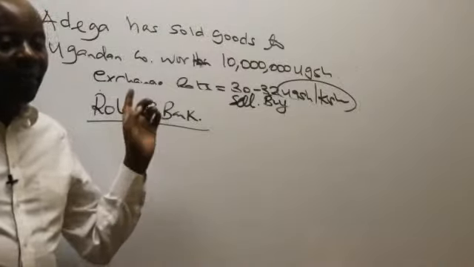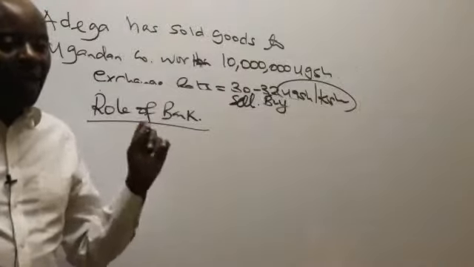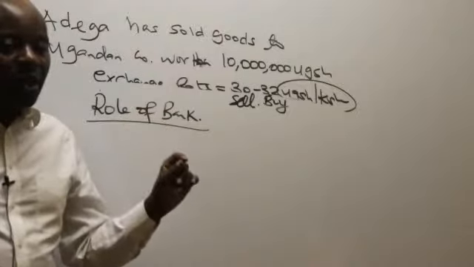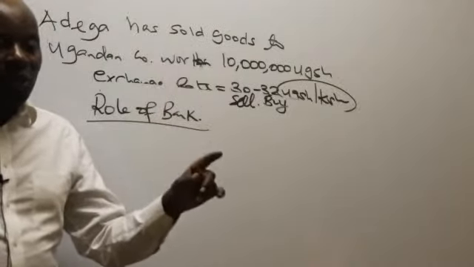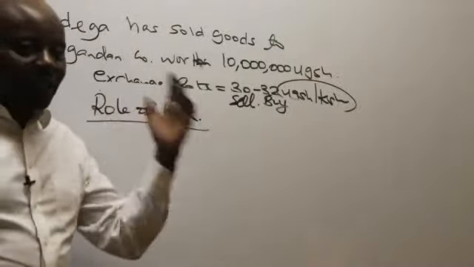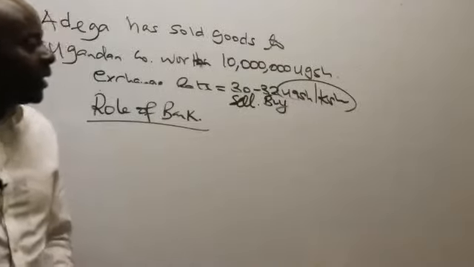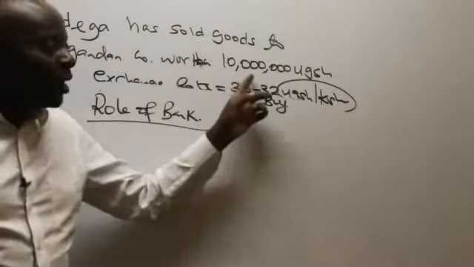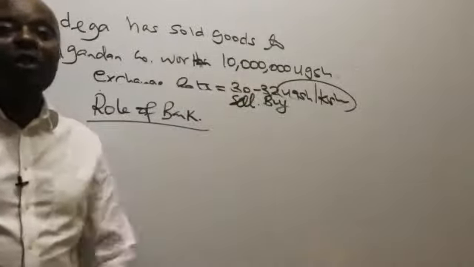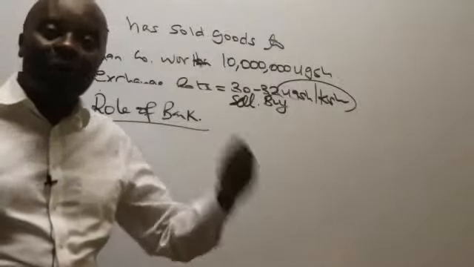So remember this time round, Adega has done what? Has sold goods. So I can see Adega, I must visualize this thing. I can see Adega pocketing so much in terms of what here, Uganda shillings. So she has this money in her briefcase.